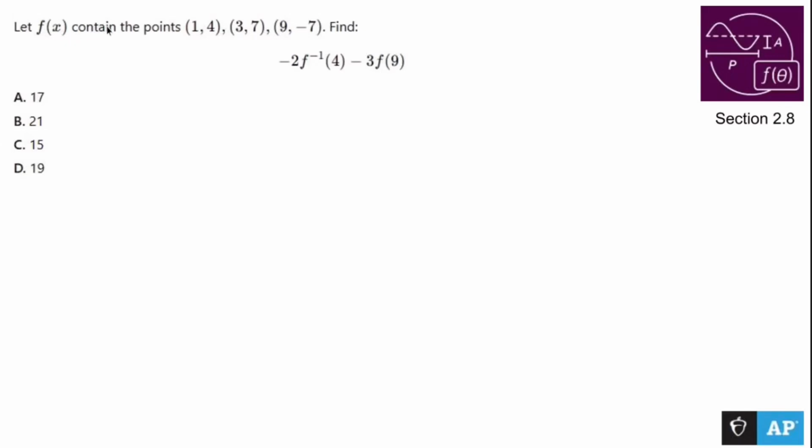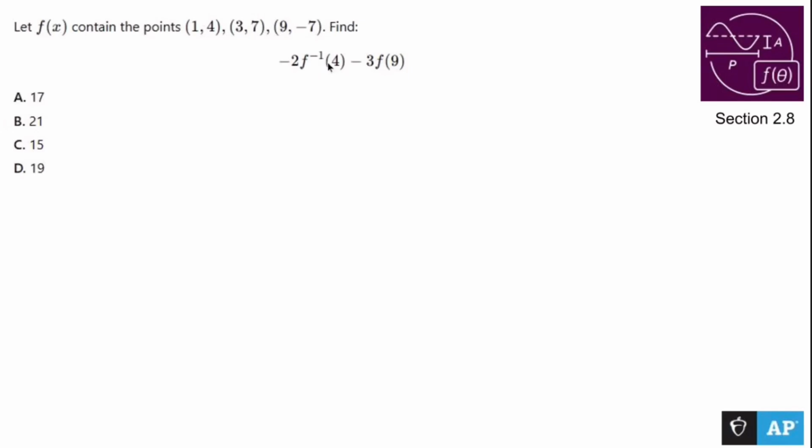Let f of x contain the points (1, 4), (3, 7), and (9, -7). Find negative 2 times the f inverse of 4 minus 3 times f of 9. All right. Well, the f inverse of 4 is this.